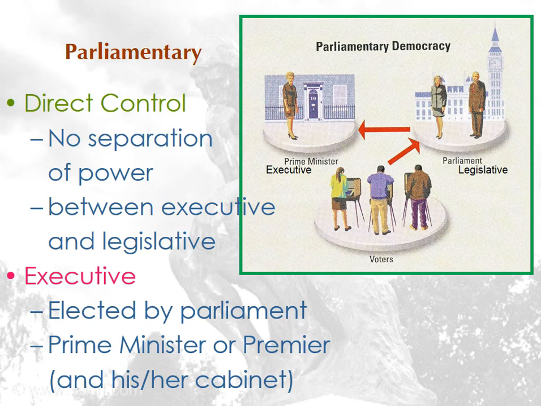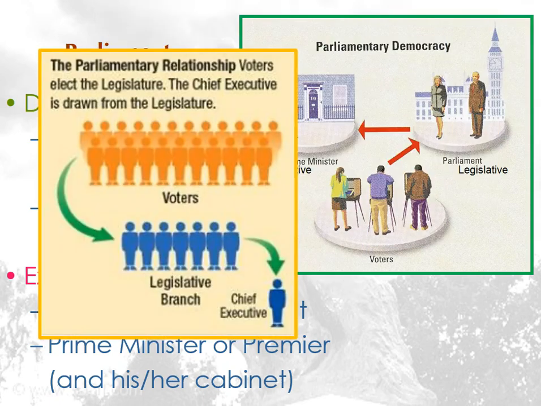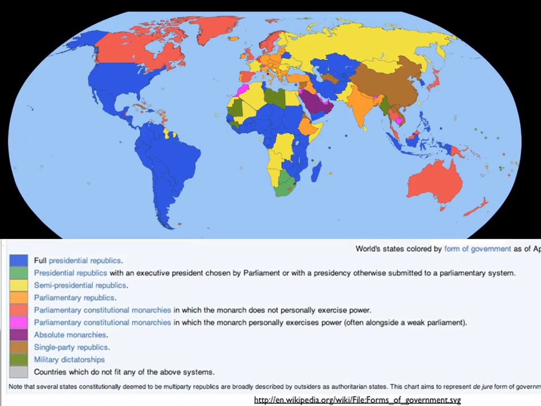And so you have to decide what type of system do you want? Do you want a system that's more efficient, or do you want a system that maybe has a few more checks and balances? If we look at the chart, it'll show us the same thing. Voters vote for the legislative branch, and the legislative branch gets to choose the chief executive, the prime minister.